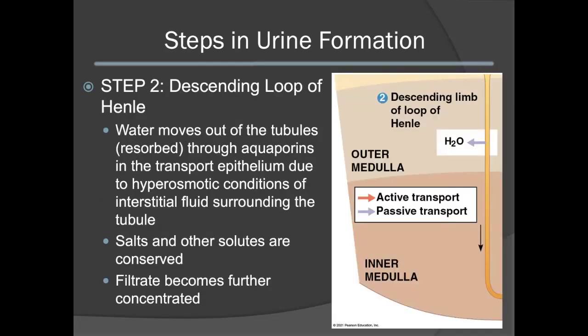The second step in urine formation occurs in the descending loop of Henle. In this region, water will be reabsorbed through aquaporins in the transport epithelium that lines the tubules. This is driven by the hyperosmotic conditions of the interstitial fluid surrounding the tubule that increases as you move towards the inner medulla. Salts and other solutes are conserved, and the filtrate becomes further concentrated as it moves down the loop.